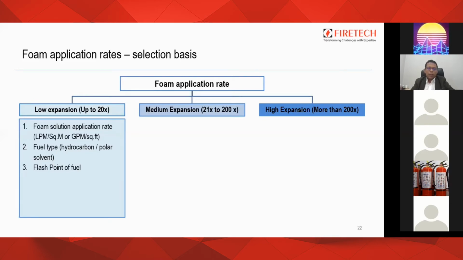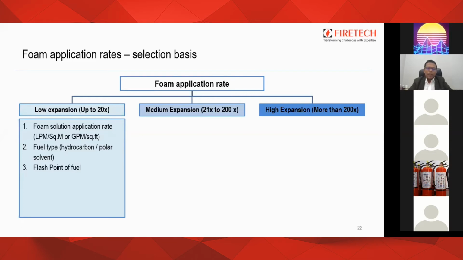And also the flash point of the fuel, because the operation time of a system changes as per the flash point of a fuel. So if we are designing a low expansion foam system, either to protect a storage tank, a dike area or a warehouse, these are the basic considerations which have to be considered by the designer if he has to decide the foam application rate.